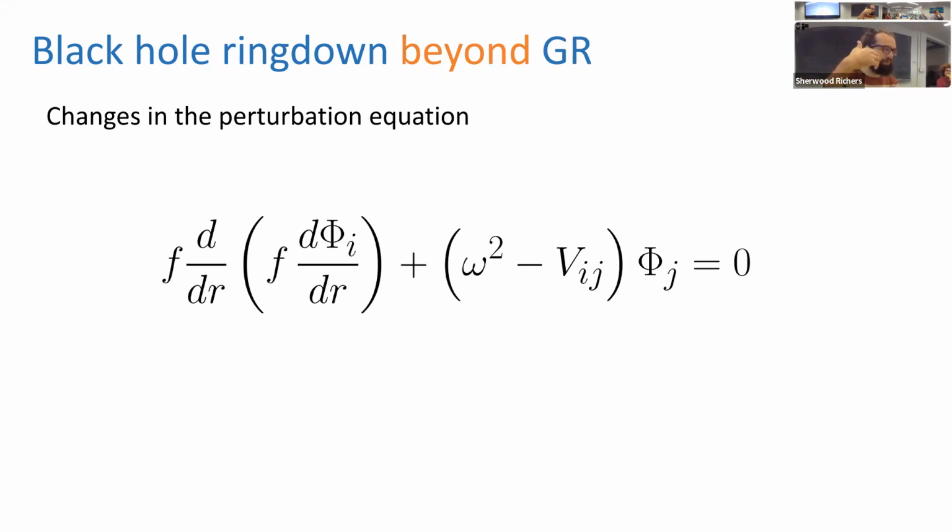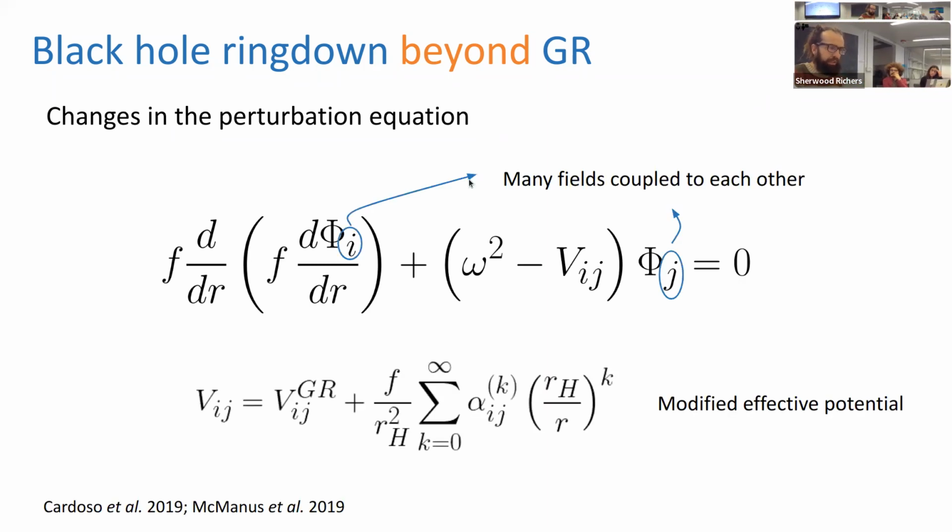So how would you change this equation to take into account beyond-GR effects? The scope of this talk is to be agnostic about the theory. If you don't know what your theory is, you still want to capture as many deviations as possible. So here you might have noticed that I added, first of all, more fields that are coupled together by this B_ij.